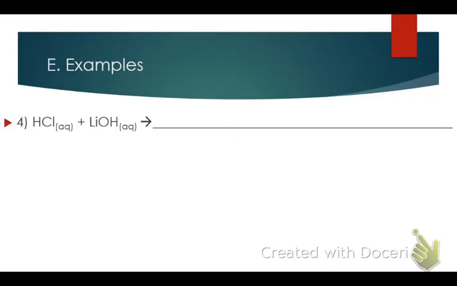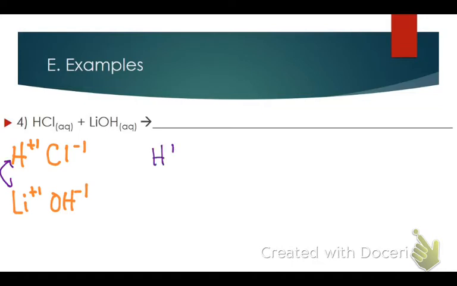We just worked one last example in class, and that's number 4. So starting out, I'm going to break things down. So I have hydrogen plus 1, chlorine is a minus 1, lithium is a plus 1, hydroxide is a minus 1. Again, my periodic table and polyatomic list are going to establish that. I'm going to work on swapping like charges. So hydrogen is going to combine with the OH. Lithium is going to combine with the chlorine. Like we've done in the last two examples, we're going to work on crossing charges. So I get HOH for my first product, LiCl for my second product.